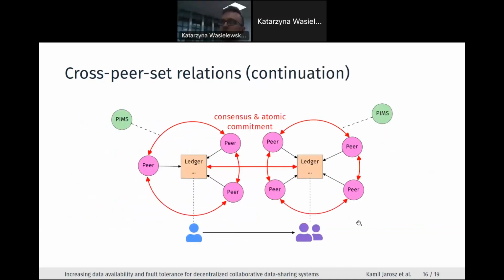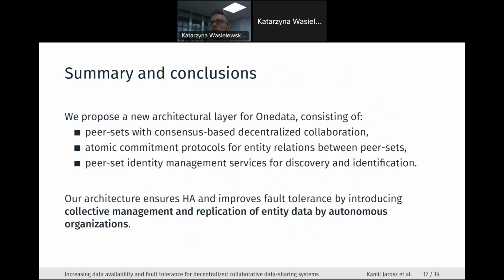So a quick summary of the graphic before is that we have consensus and atomic commitment protocols which synchronize the data within all the peers in the system, and on top of that we have PIMSs which identify peers within all peer sets within the system. So the summary is that we propose a new architecture of a layer for OneData, which consists of, first of all, peer sets with consensus-based decentralized collaboration, atomic commitment protocols, and the peer set identity management services for easy discovery and global entity identification.